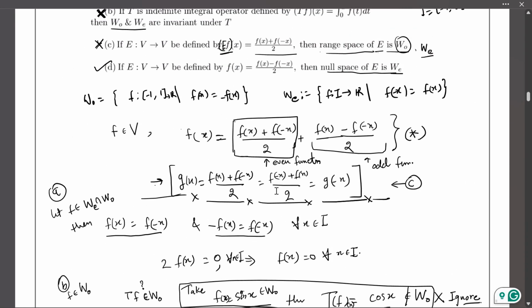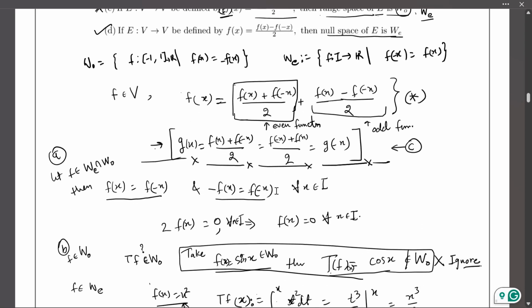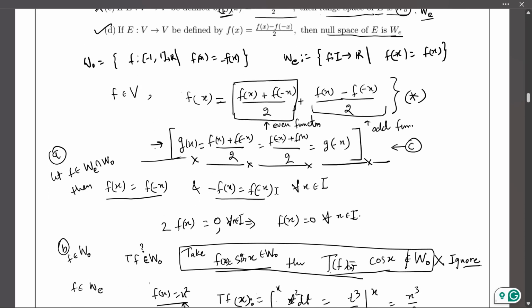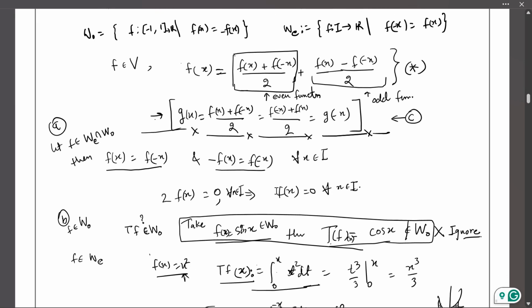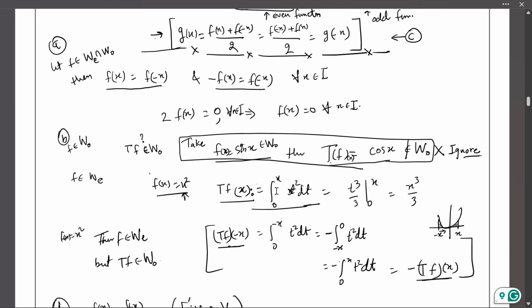Sir, in V, f of x is equal to x square. Why can we take that, sir? In what explanation? In V, f of x is equal to x square. Why can we take that?